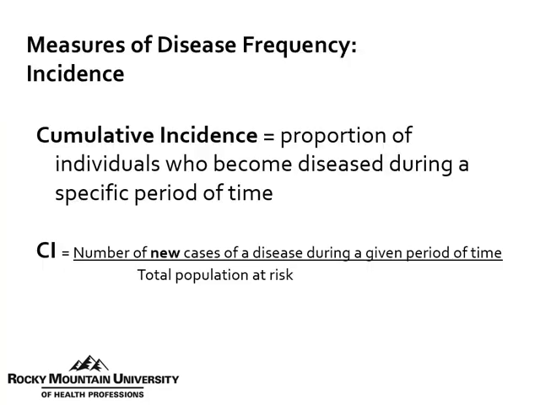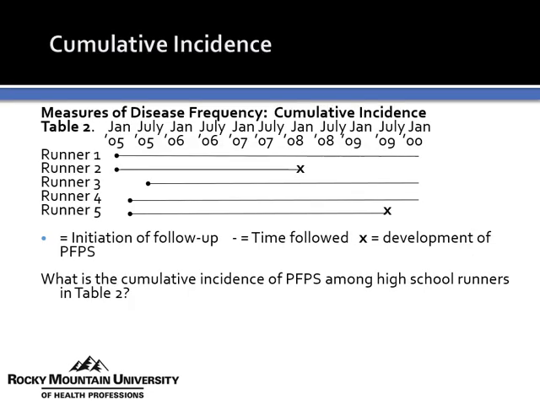Cumulative incidence, that's the number of new cases of a disease during a given time period divided by the total population at risk. So if we were going to look at a group of runners, the cumulative incidence here, looking at patellofemoral pain syndrome among high school runners, and there are 5 runners here, and 2 of them developed patellofemoral pain syndrome. You would then say that there were 2 cases divided by 5 runners, that's 40%, 40 per 100 runners. So out of every 100 runners, 40 have patellofemoral pain syndrome.